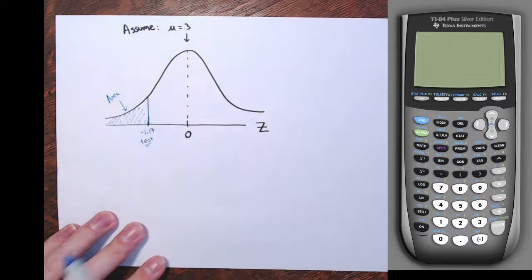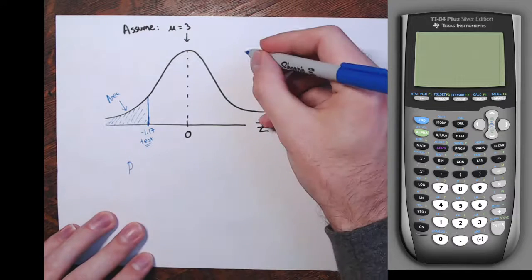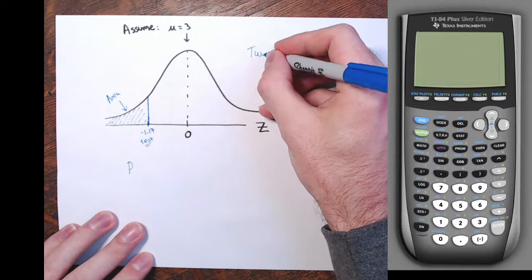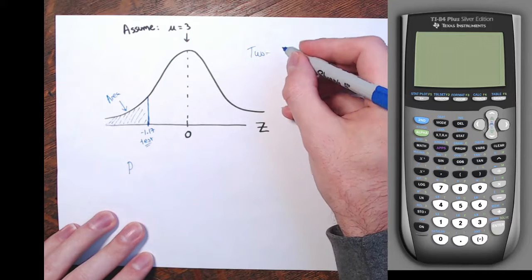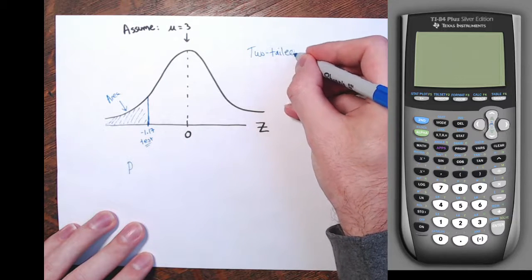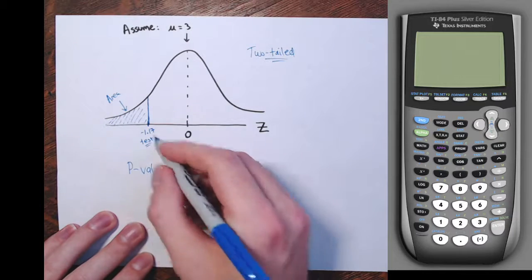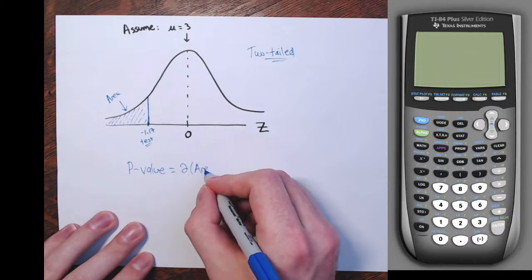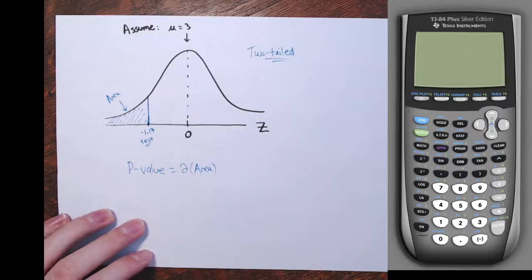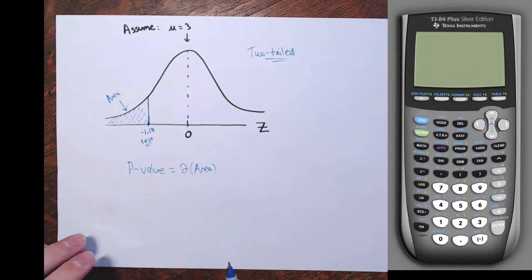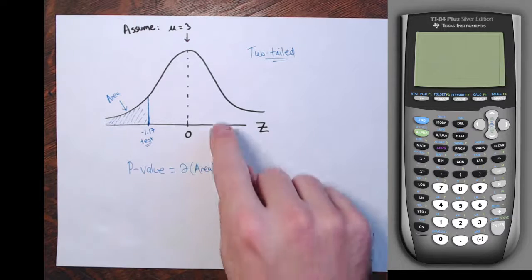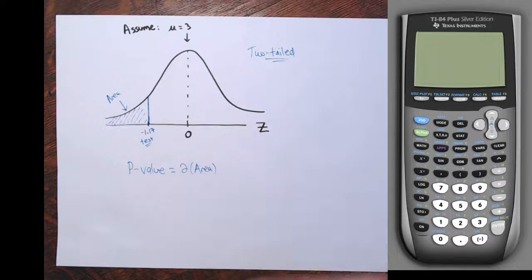So find this area, and I'll do that with a calculator. Now, for the p-value, remember we're doing a two-tailed test here, right? The alternative hypothesis was mu is not 3. So for a two-tailed test, the p-value is twice this area. If my test statistic is to the left of the mean, I find the area to the left and then double it.